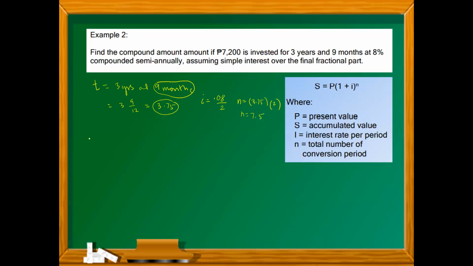So substituting the given, we have S equals 7,200 times quantity 1 plus 0.08 all over 2 to the 7.5 power. And then using your calculator, we'll have S equals 9,662.35. Well, this is kind of easy since, again, I've already discussed it with you. We're done with compound interest.